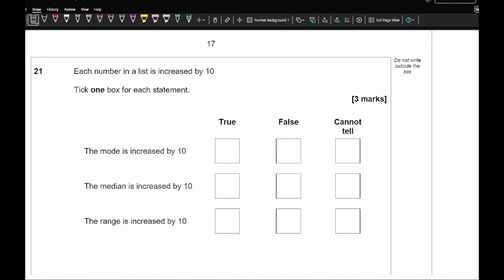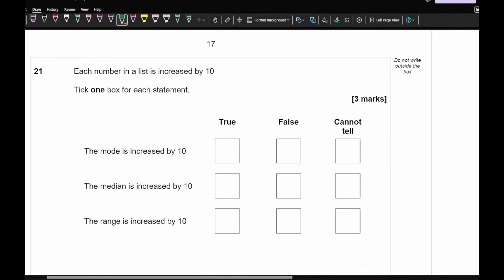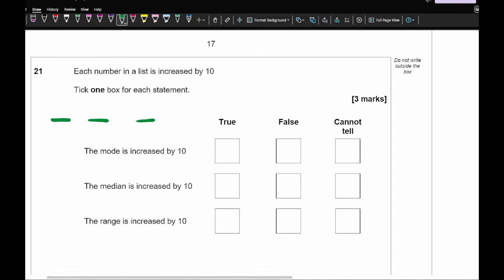Now moving on to question 21, it says each number in a list is increased by 10. Tick one box for each statement. So for this particular question we're working with averages, so let's start by randomly picking 3 numbers. Because I'm dealing with the mode, I want 2 numbers repeated, so let's go for 5, 5, and let's go for 10.